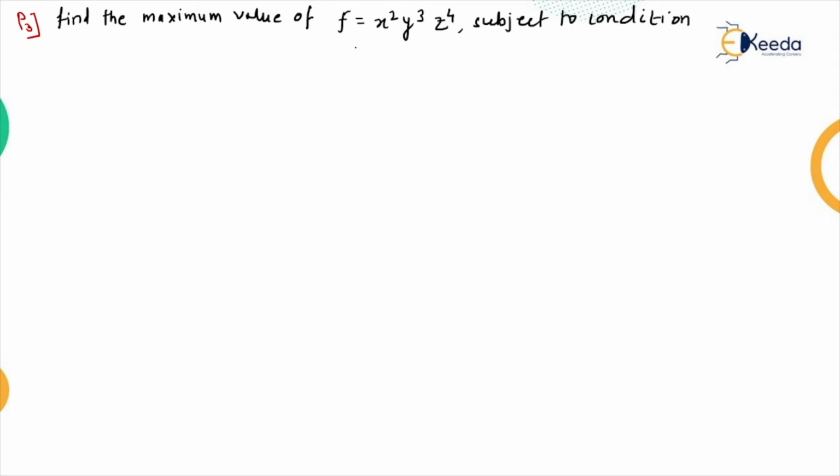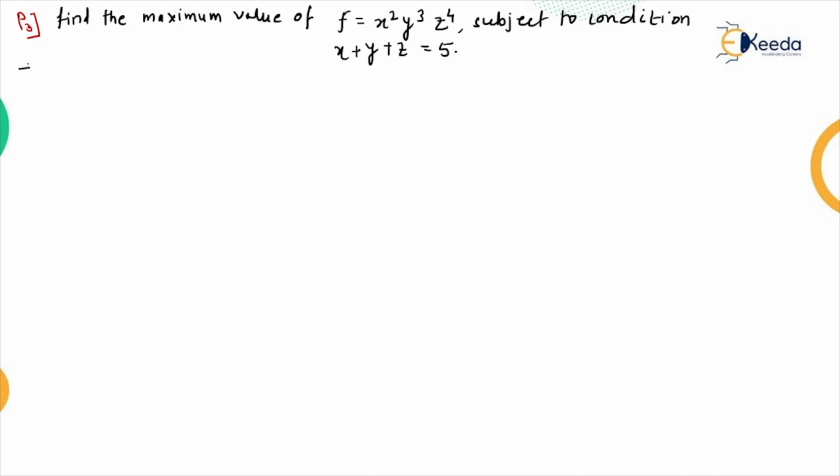Maximum value of... Find the maximum value of a function of x, y, z. I am taking f equal to x square y cube z raised to 4, subject to the condition x plus y plus z equal to 5. This is your given condition.